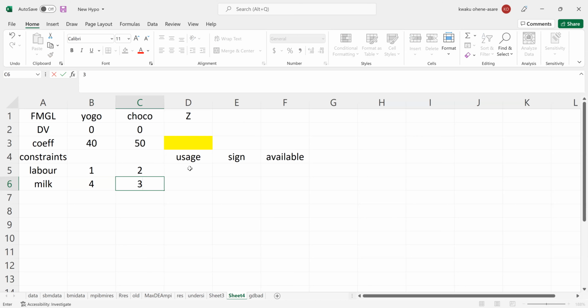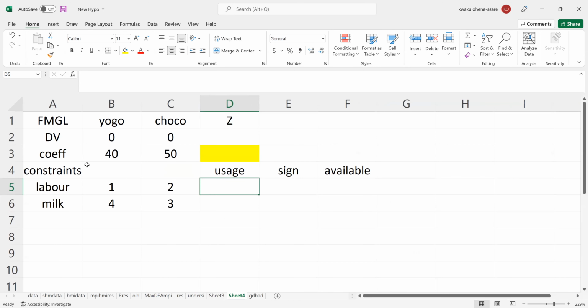Now, the usage must now be filled. I'll come back to that. We don't know the value here because remember that the labor usage was 1x1 plus 2x2. That is the answer we are going to put here. But we don't know the answer yet. So I'm going to highlight it again, fill it with yellow. The same thing with the other one below it for the milk. So the combined milk usage, I don't know it. So you also fill that with yellow.